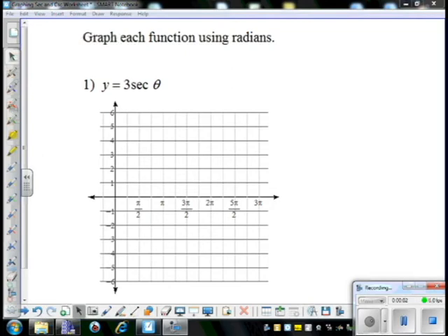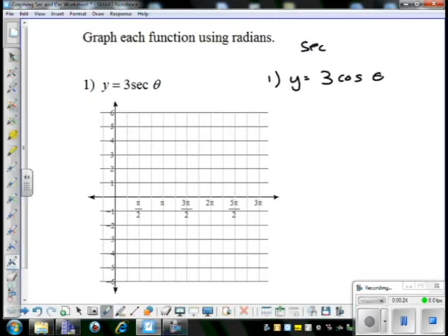All right, in today's worksheet that I gave out today in class, we're going to go ahead and go through 1 through 12. Now, on number 1, it says y equals 3 secant theta. And the first thing we're going to do is graph y equals 3 cosine theta, because remember, the secant of theta equals 1 over cosine theta. So we're going to graph the cosine first and then make our parabolas very last.